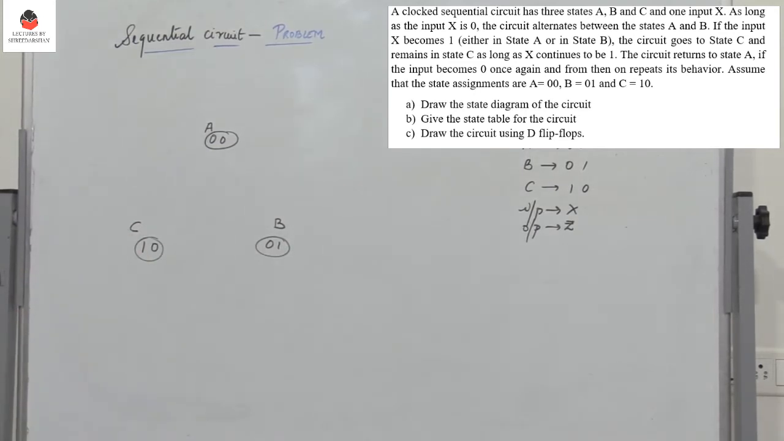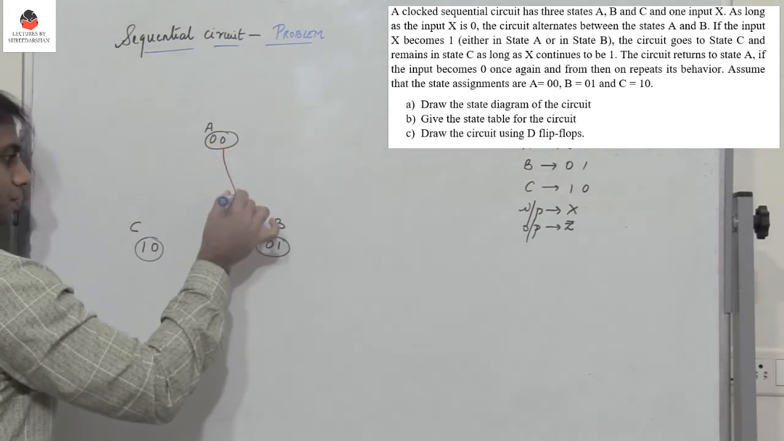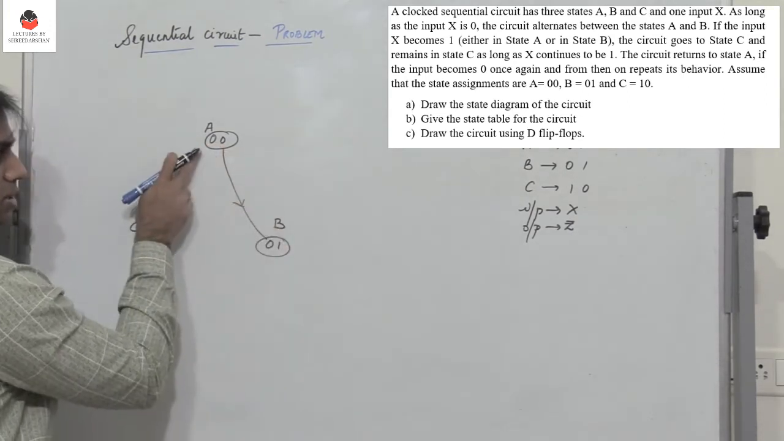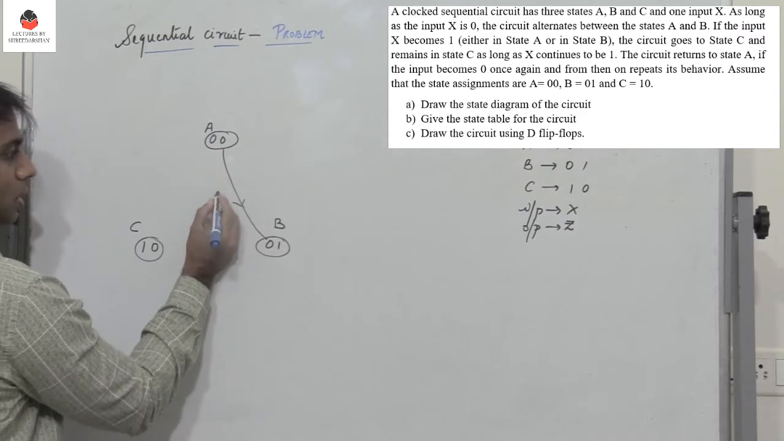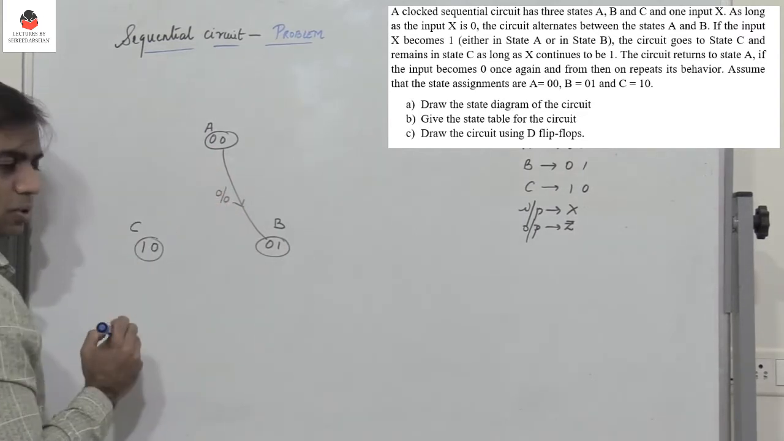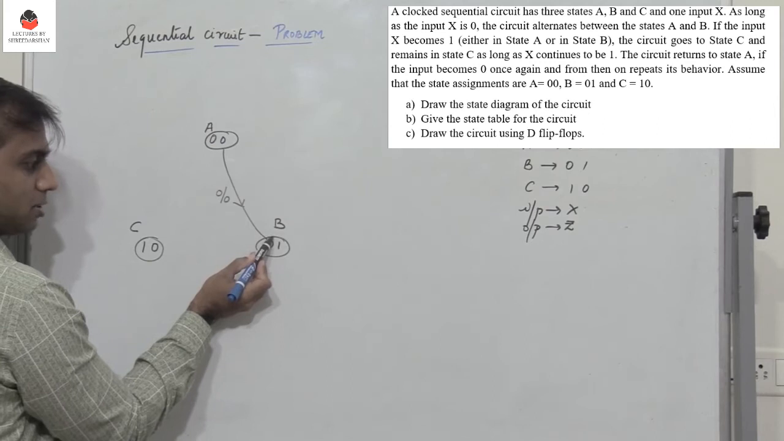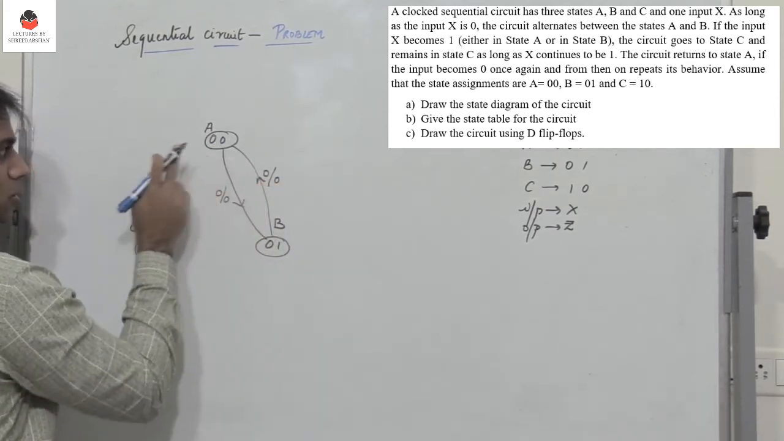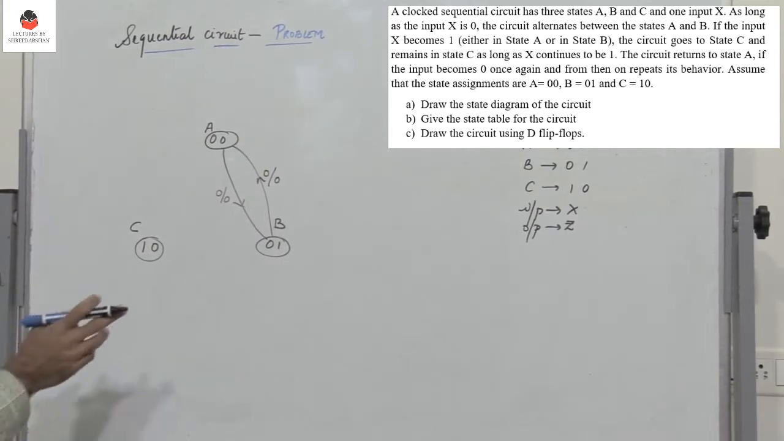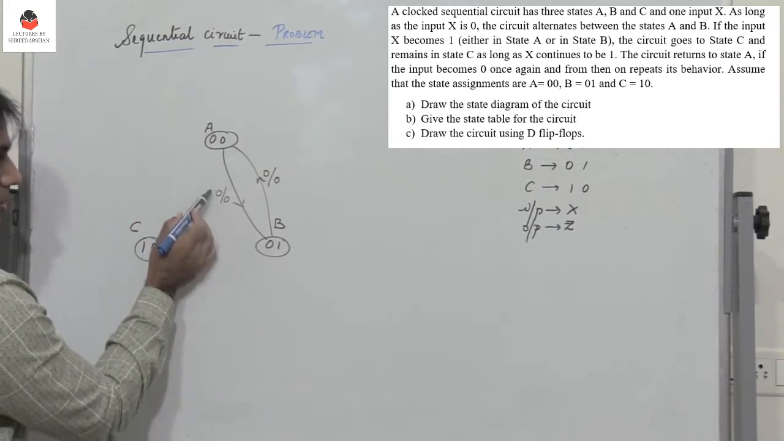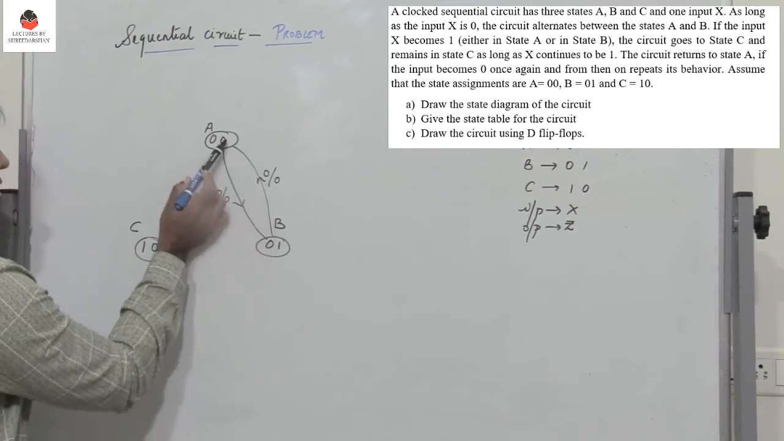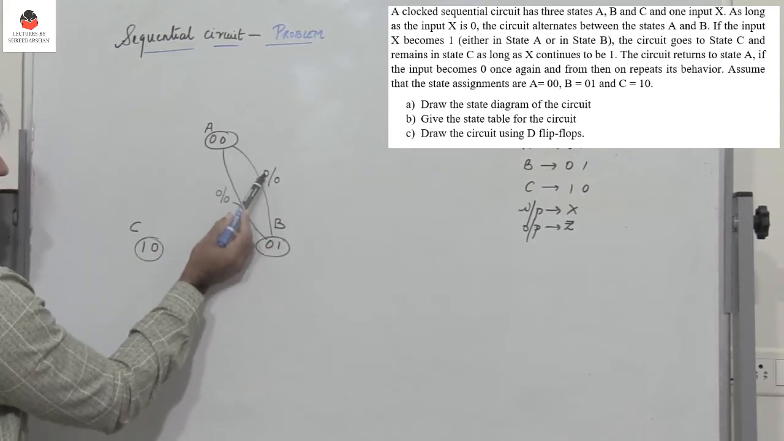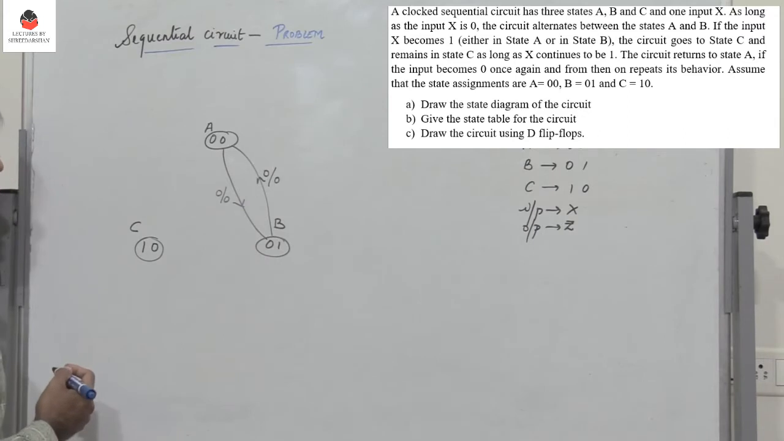Next, as long as input X is 0, the circuit alternates between the states A and B. That means if the input is 0 and the circuit is in state A, it goes to B. So input is 0, output is also 0. And then if it is in B and the input is 0, then the output is also 0 and it goes to state A. Right? So if the input is 0, from A it goes to state B with the output 0. And given that if it is in state B, input is 0, the output is also 0.